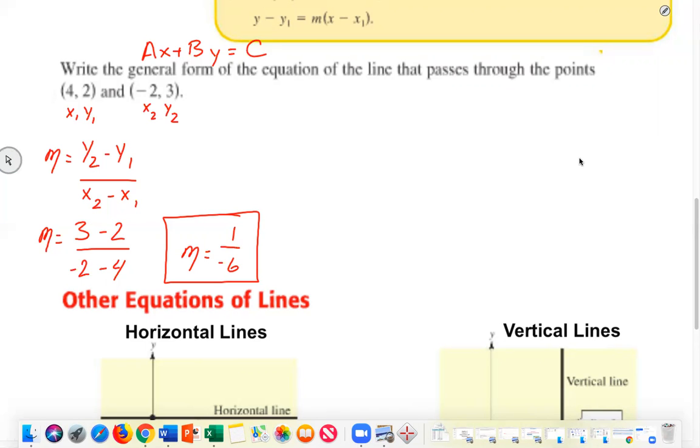Now I need to find b. So, are you ready for this? It's an easy question. All right, your slope is -1/6. And I have 2 points, this one and this one. Which one do you like, left or right? Left. Me too. Why did you choose left?